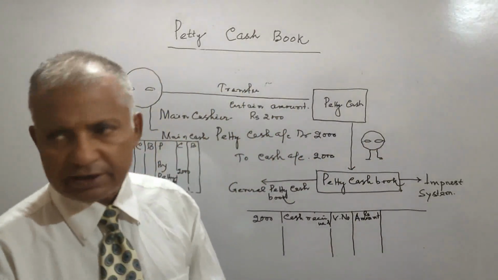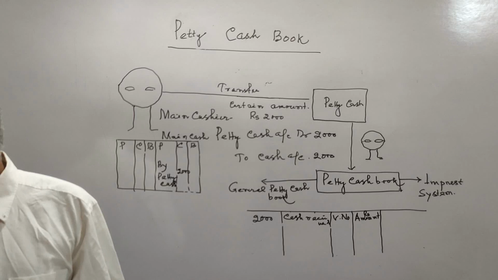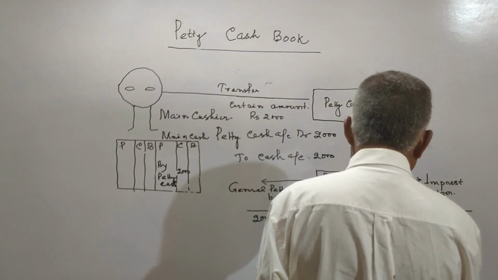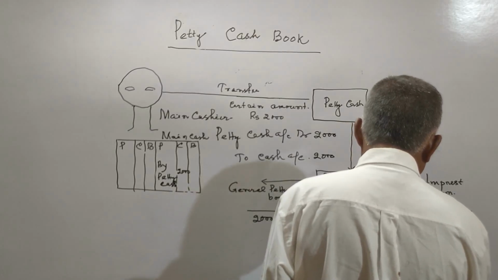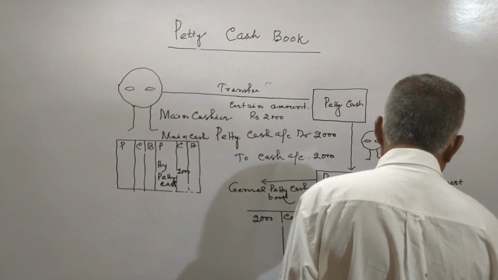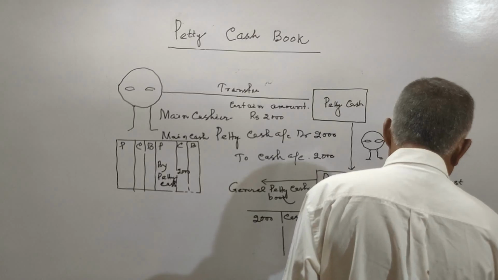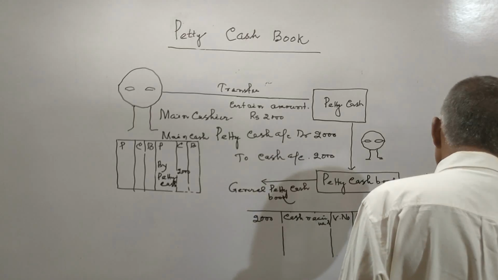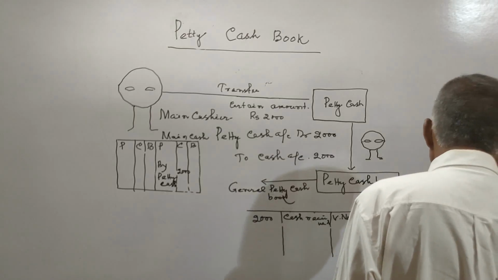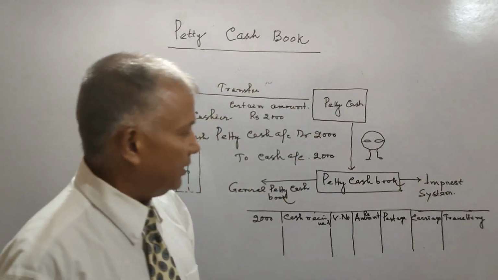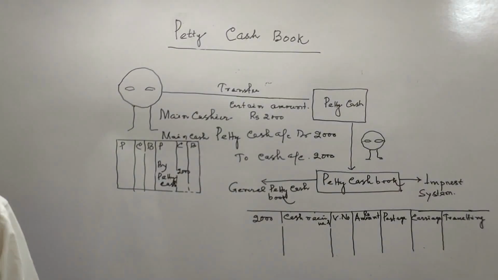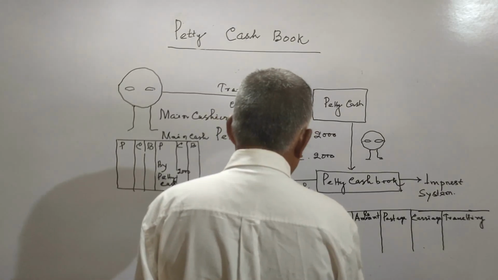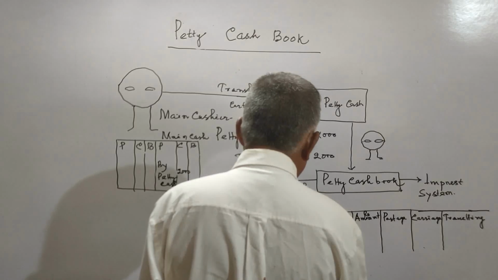And the total amount is again divided into different particulars, that is postage, carriage, traveling, like this it will all be written with different items. Suppose there is an expenditure like postage.